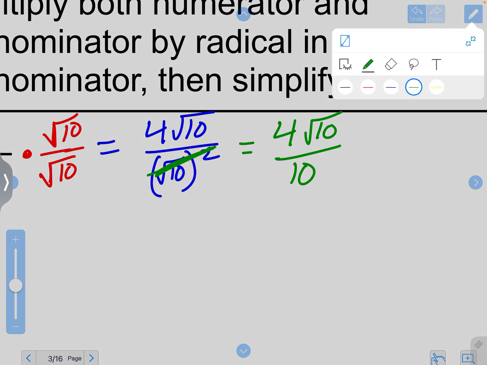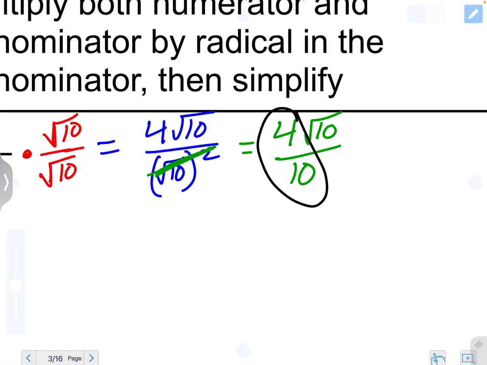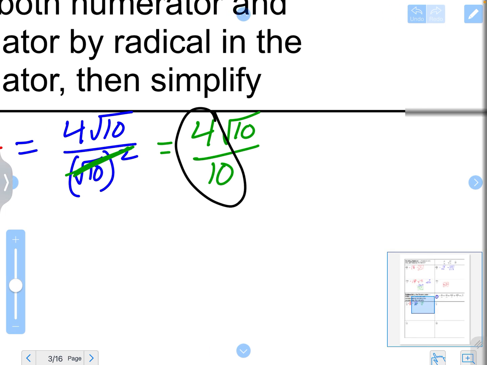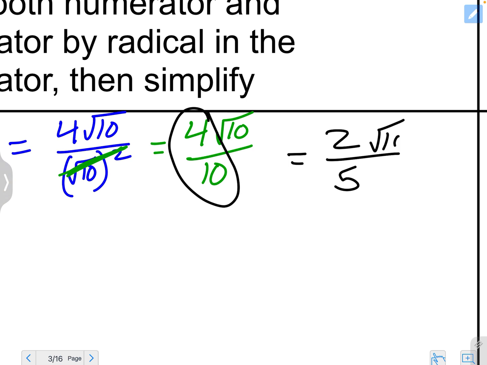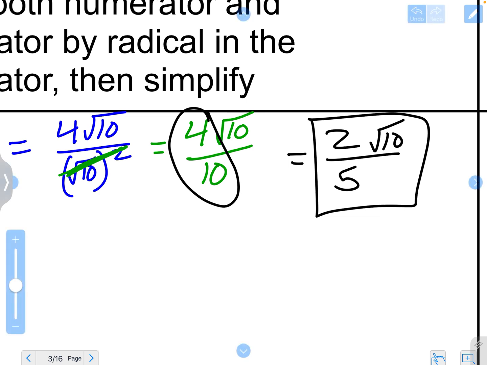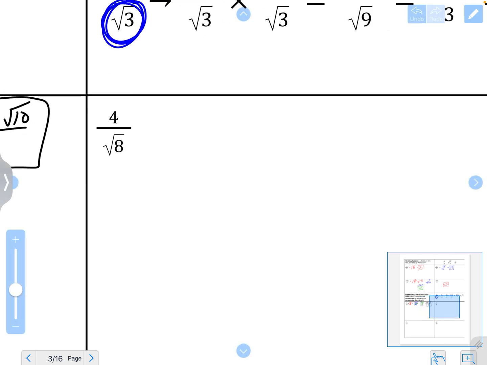And so now what we need to do is simplify our whole numbers. So 4 over 10 can simplify into 2 over 5. And we just put our square root of 10 on top with the 2. So square root of 10 is not something that we can simplify, so that is simply our answer.